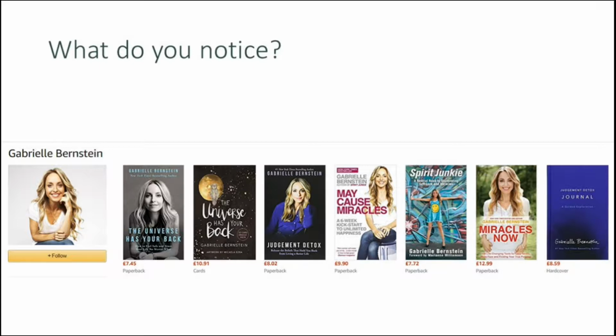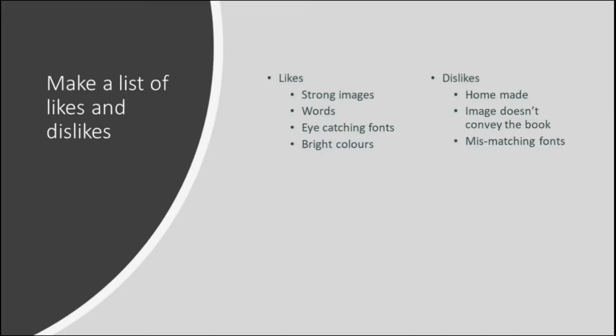The other thing I want to pick out is if you look at the book Judgment Detox, and then on the far right you've got the journal that goes with it, the colours match. There's no picture, but we've got brand congruity because the colours do actually match. So go and find some authors that you like, take some screen snaps of their book covers, and just pick out what it is that stands out. What would make you buy that book?